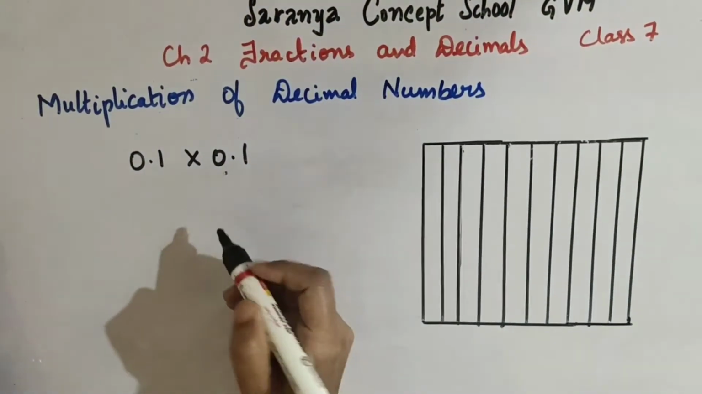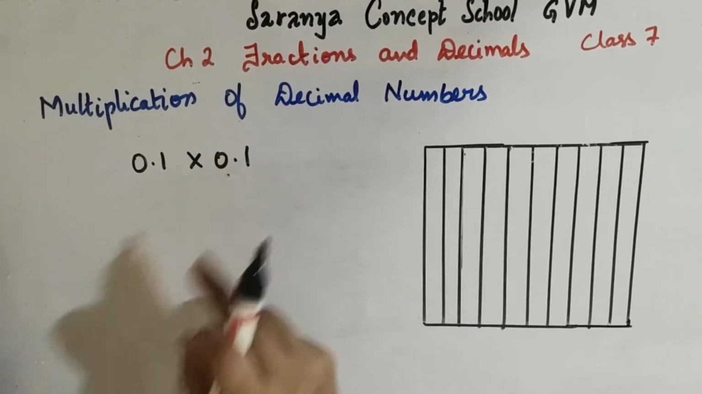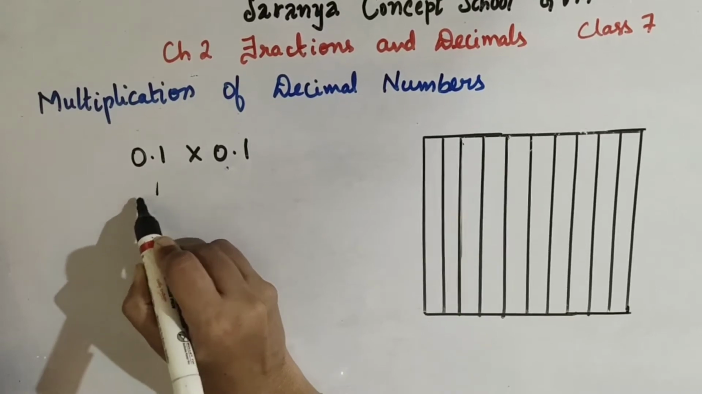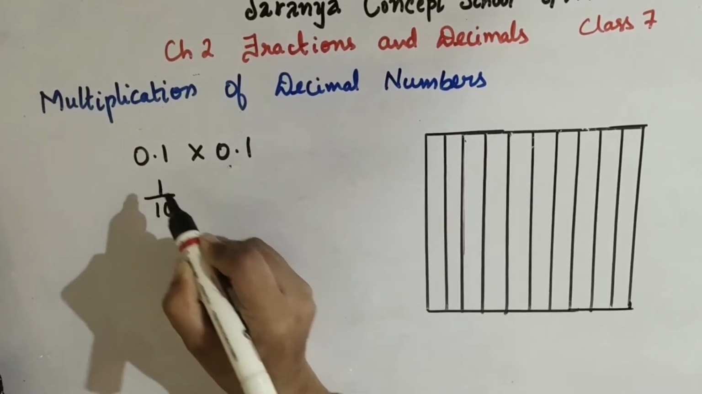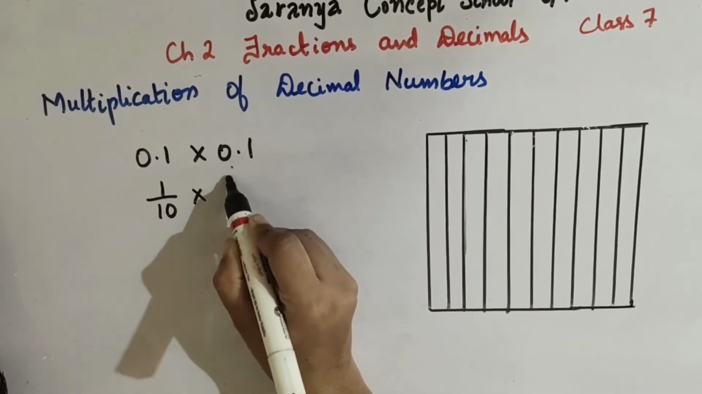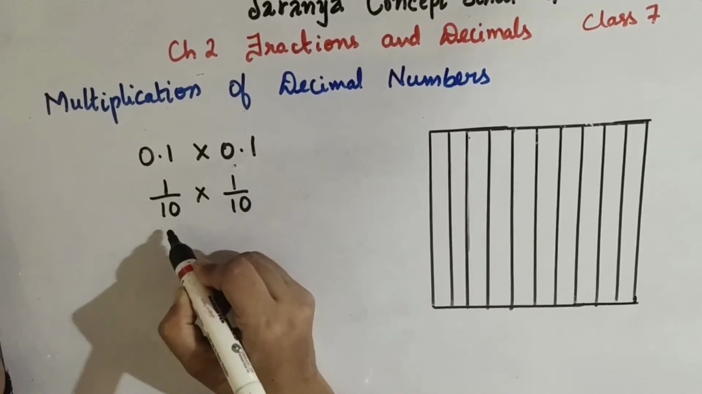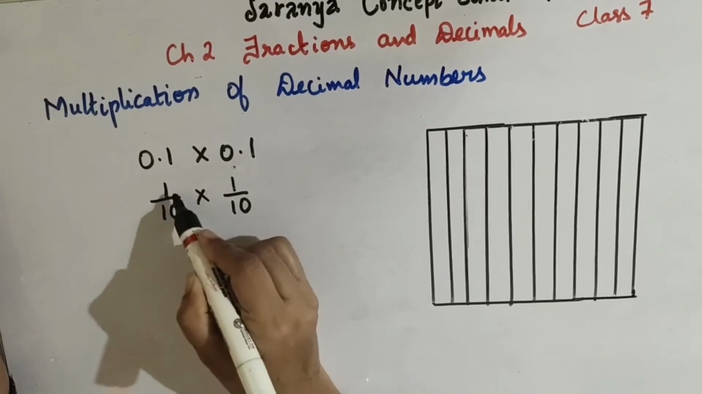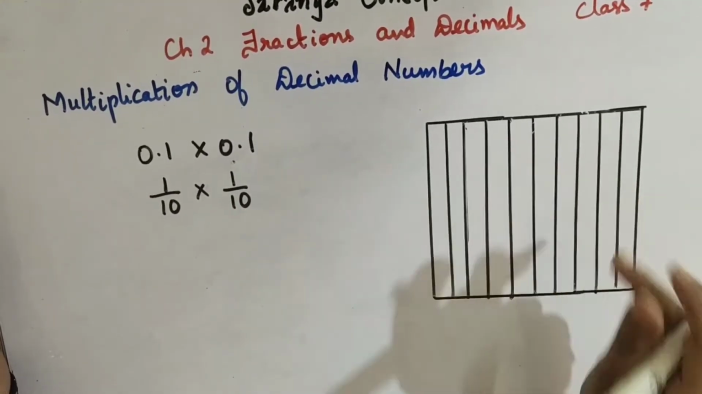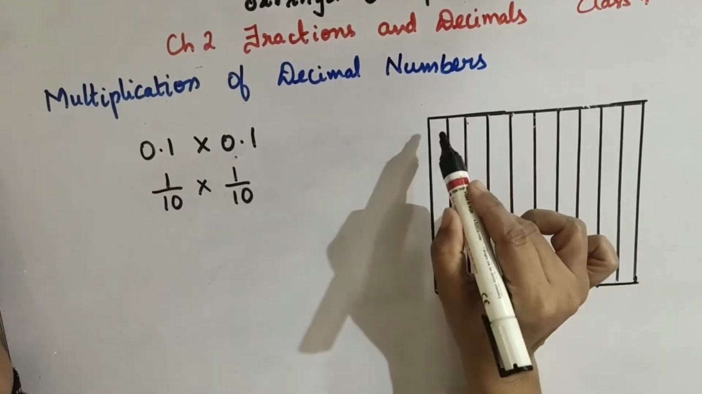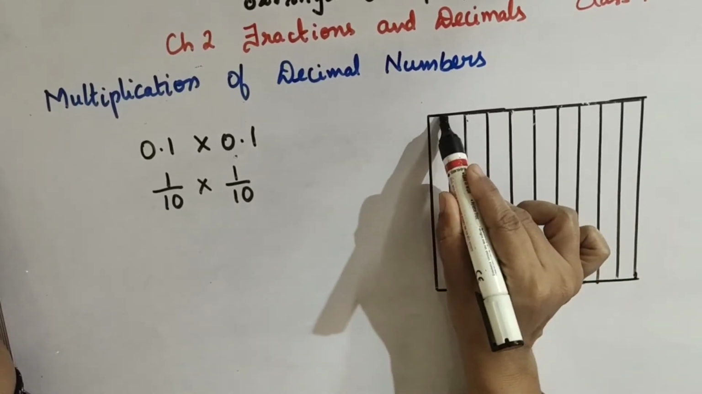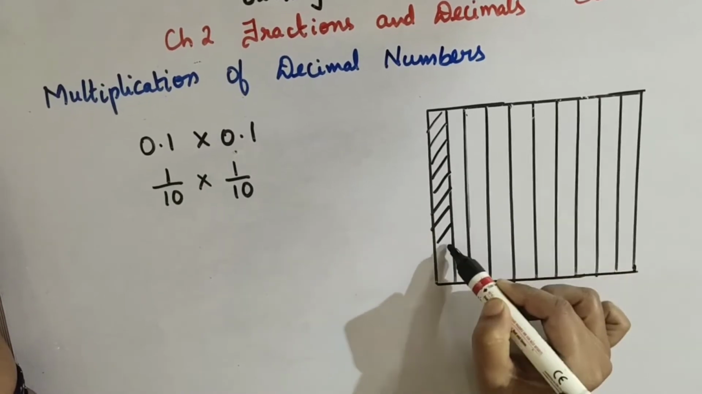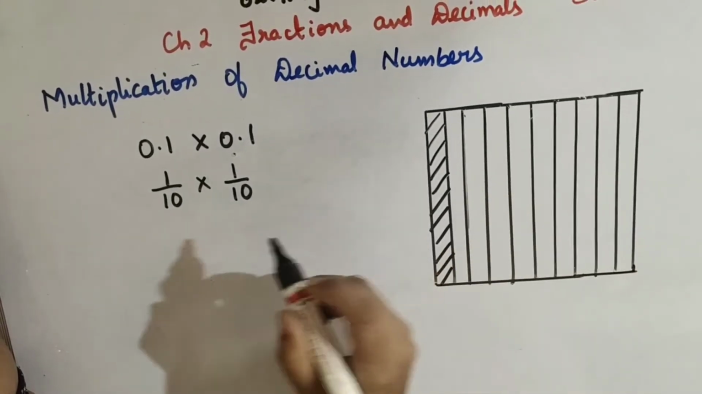How about multiplying 0.1 into 0.1? We know 0.1 can be represented in fraction form, that is 1 by 10, right? And this 0.1 also is 1 by 10. Now what is 1 by 10? How will you represent this in a shaded portion? So here I have drawn the 10 blocks. Out of that, 1 by 10th is one portion out of 10 blocks shaded, right? Yes, this is the 1 by 10th portion, right?